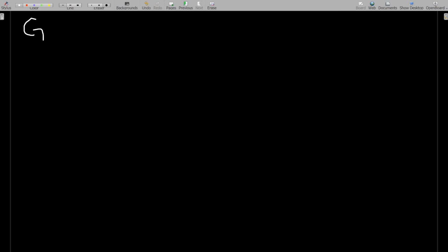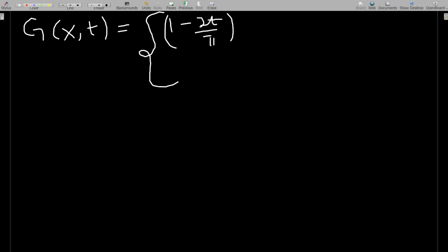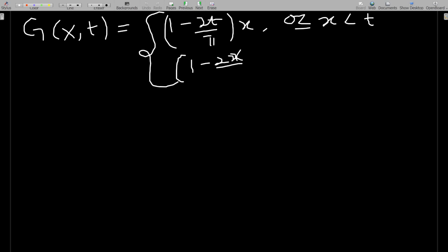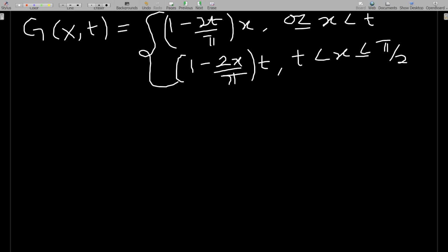I have g of x,t being equal to 1 minus 2t over pi, then x. This range should be very important to you, that is why I just wrote it again. And 1 minus 2x over pi times t, where t is less than x, less than or equal to pi on 2. Now this is what I have.